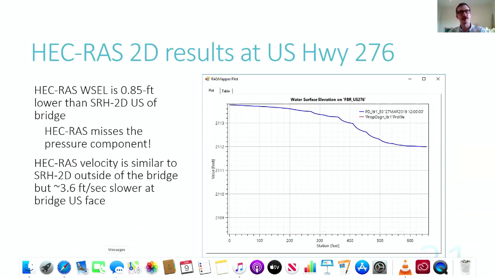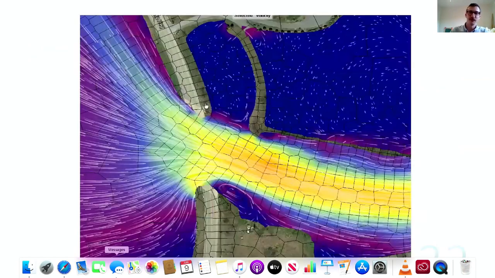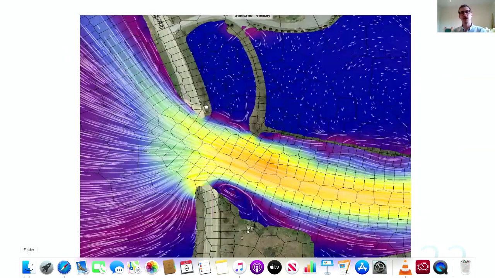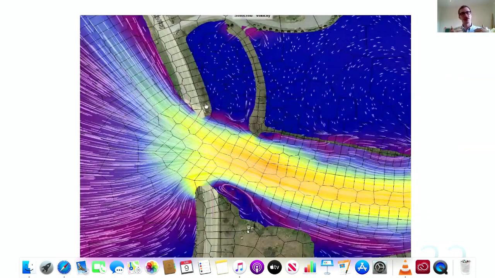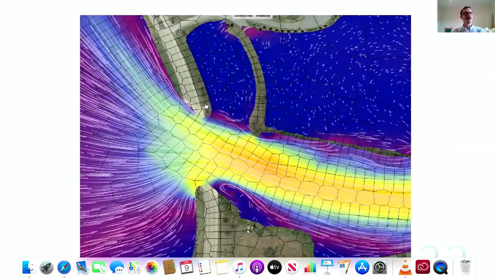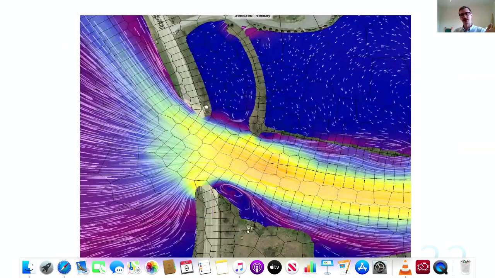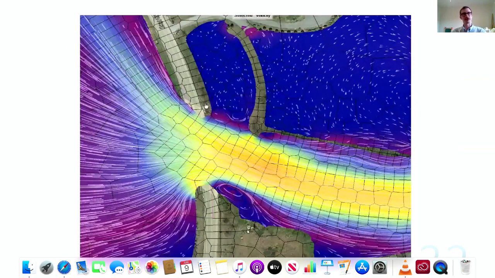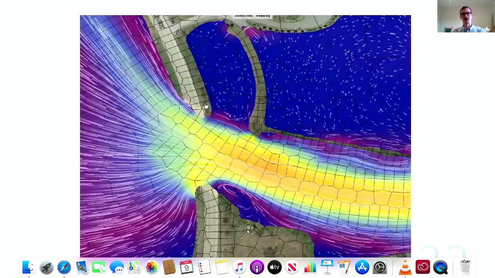Looking at the differences in water surface elevation and also the velocity differences, it's pretty clear that RAS misses the pressure component, which we knew because it's not modeling that. But it's also clear this is not an insignificant difference because it's almost a foot. Now here's a clip from the RAS model at Highway 276, and you may be able to tell if you're looking at it, we didn't model piers here. So our comparison is imperfect for sure. But this wasn't the focus of the project. This is just a great opportunity we had to do a comparison of the pressure flow component.